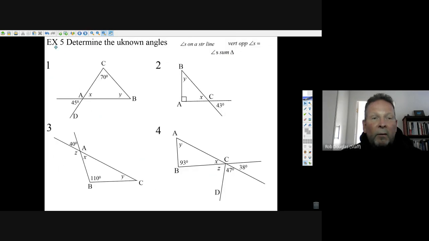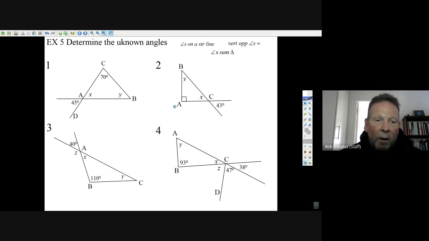Now here's exercise 5. Determine the unknown angles. And do it in alphabetical order. Figure out what X is, and then give a reason. It could be angles in a straight line, vertically opposite, angles sum in a triangle. After you find X, then try and find the next letter, Y, and use a reason.